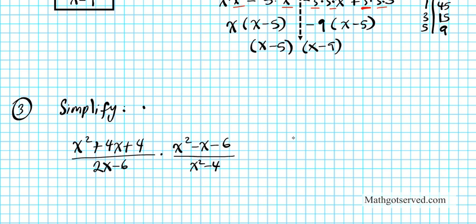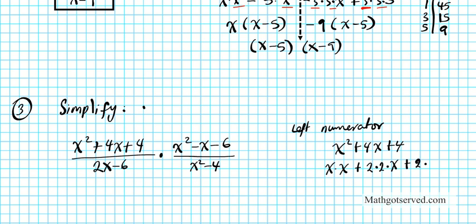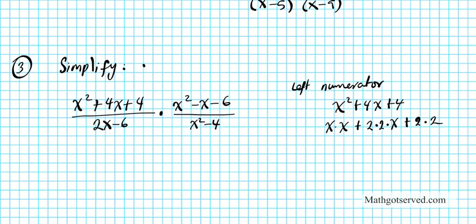Okay, so let's start with the, we don't need to drop, change, flip anything here, right? Because this is already a times, so we don't need to multiply by the reciprocal, just leave it the way it is. So let's start with the numerator on the left. So the left numerator is x squared plus 4x plus 4. Let's see if anything can be factored out. x times x plus 2 times 2 times x plus 2 times 2. We have no greatest common factor, so we reassemble it. x squared plus 4x plus 4.